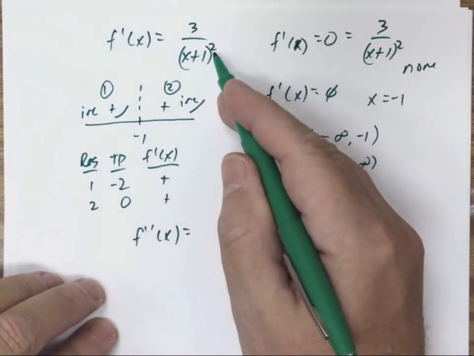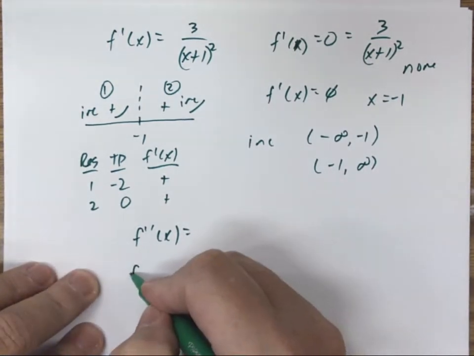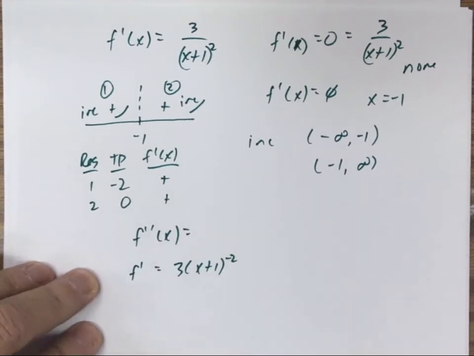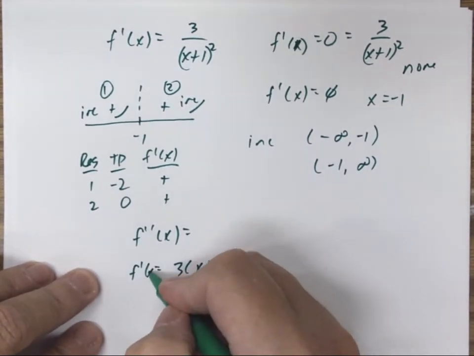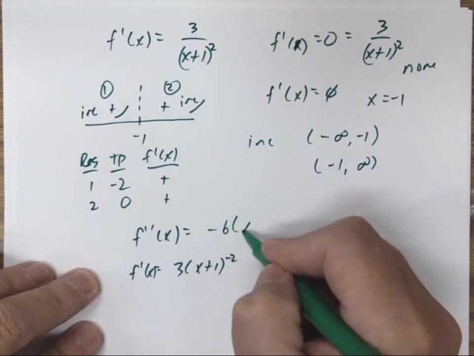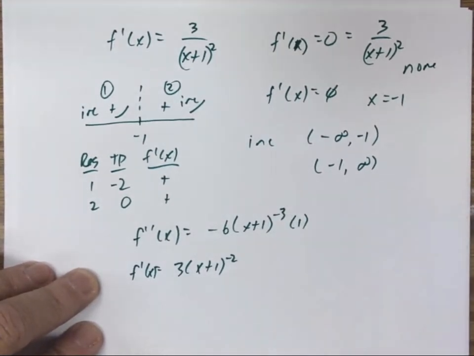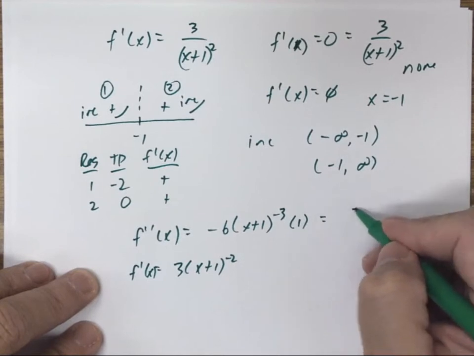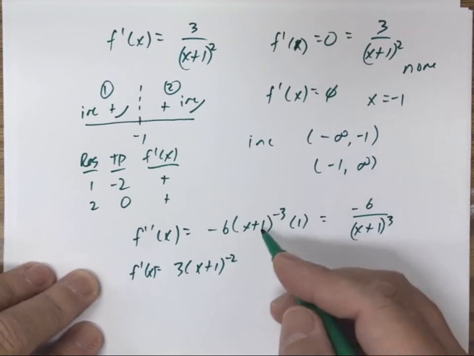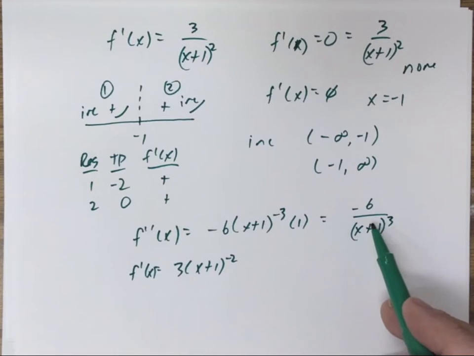So, just for fun, let's actually rewrite the first derivative. Let's take the second derivative based upon this. So -6 times x plus 1 to the -3. Chain rule says derivative of what's inside is just 1. I could use the quotient rule, but I decided to just do something different. So here's my second derivative.